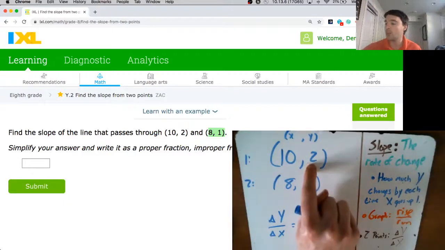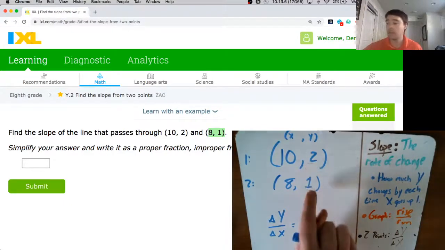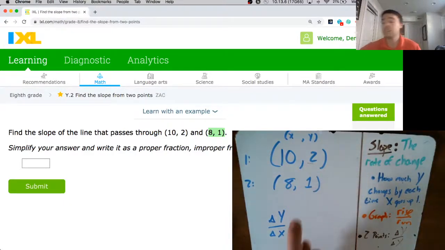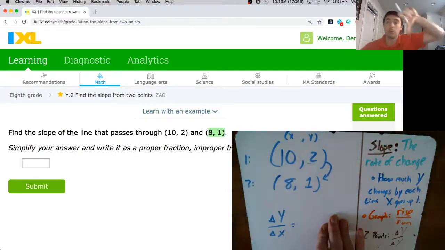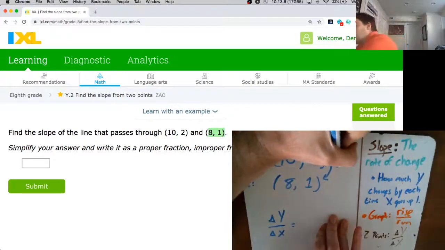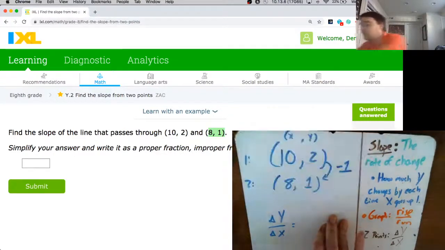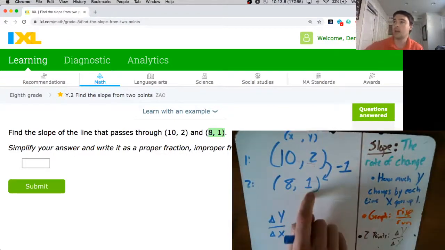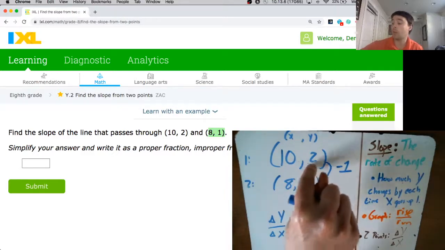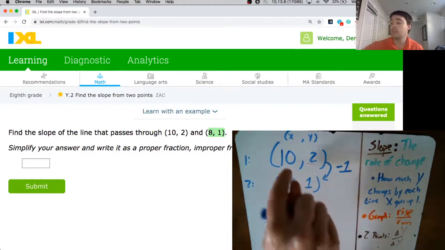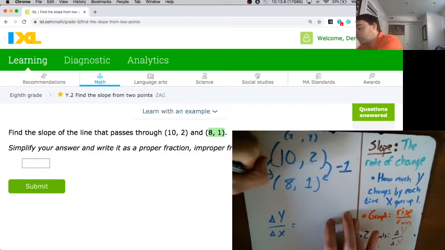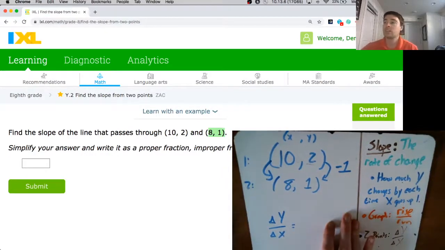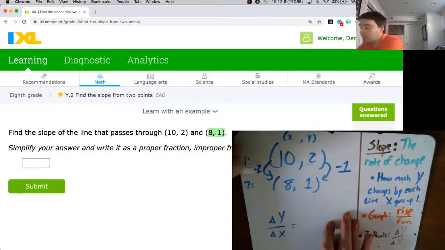I see my y value started out at 2, and then it traveled to 1. It actually decreased in value. To get from positive 2 to positive 1, we've gone down. Specifically, we've gone down by 1 unit. And during that time, while the y value lost 1 unit, the x value went from 10 to 8. That was also decreasing. And in this case, the x value just decreased by 2 units.